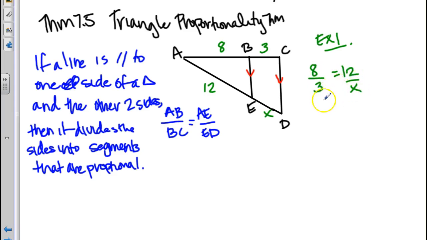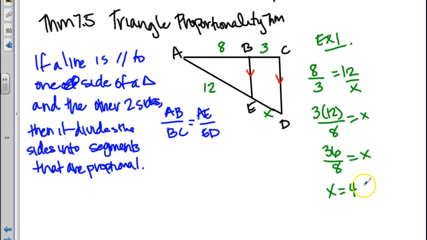So we talked about shortcuts yesterday. I could cross multiply here, and then I'm going to divide by 8. So 3 times 12 divided by 8. So 36 divided by 8. So x is 4 and 4/8, or 4.5. All right, let's go to the next one.